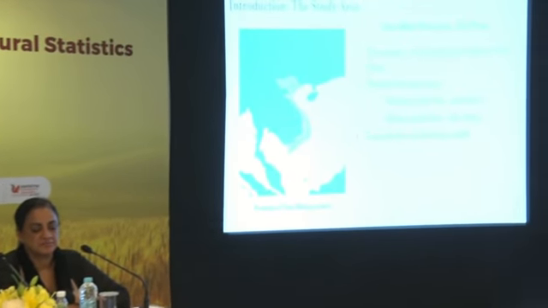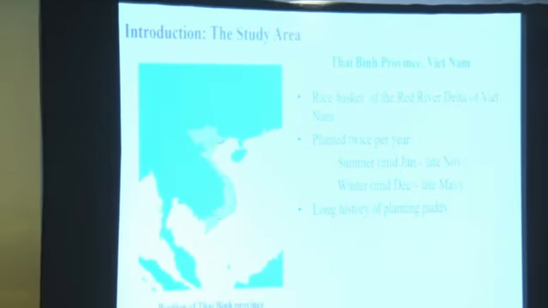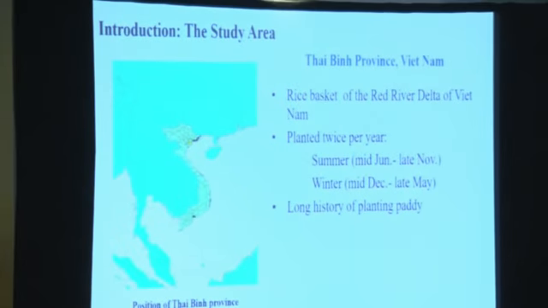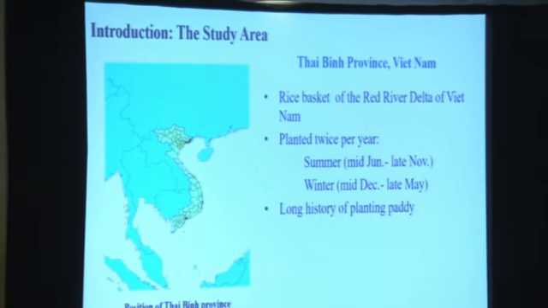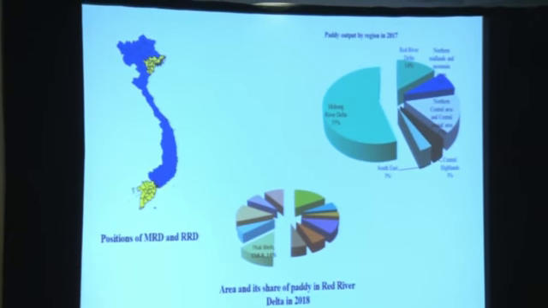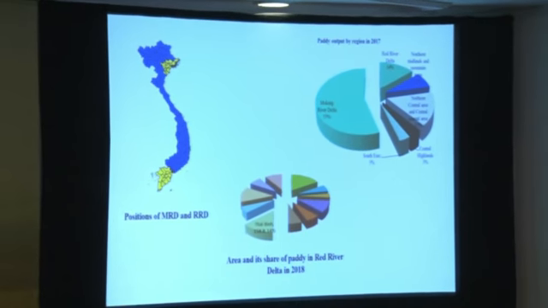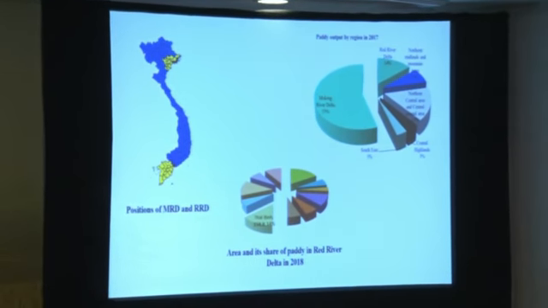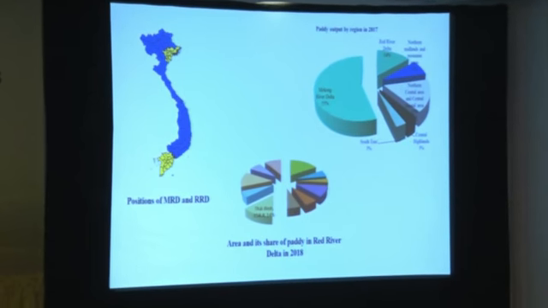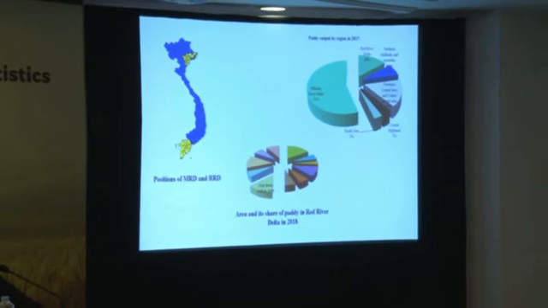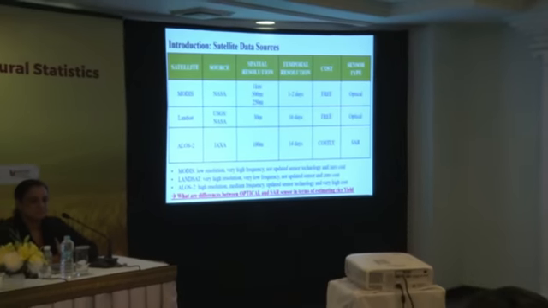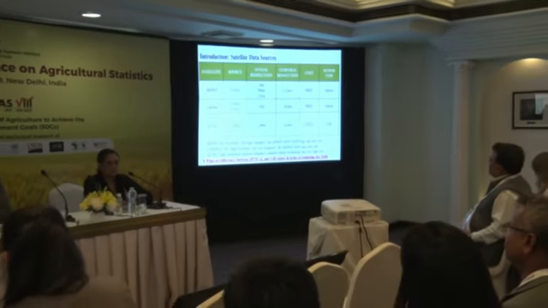And Thai Binh province is the rice bucket of the Red River Delta in Vietnam. The two big rice production areas in Vietnam, the Red River Delta and the Mekong River Delta, are in yellow color. And here you can see how we can get the data from satellite. We have three sources: MODIS, Landsat, and ALOS-2 image.